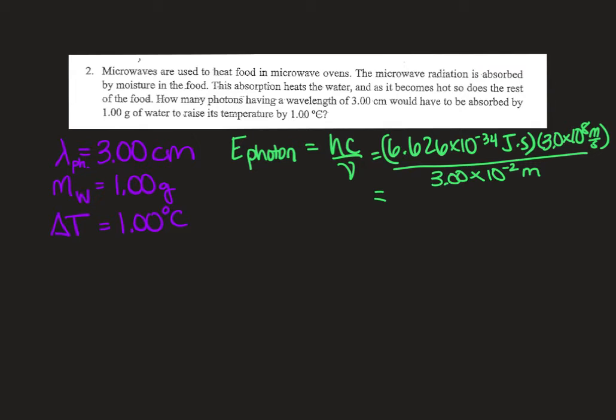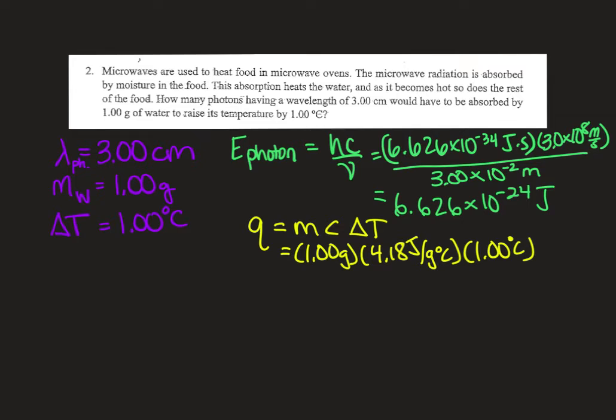So when I'm looking for the energy of my photon, I plugged my numbers in. Don't forget to convert your centimeters to meters here so that your units cancel. And then my value for energy of a photon comes out to 6.626 times 10 to the negative 24th. Units are just going to be joules because your meters and your seconds cancel, which makes sense because joules are units of energy.